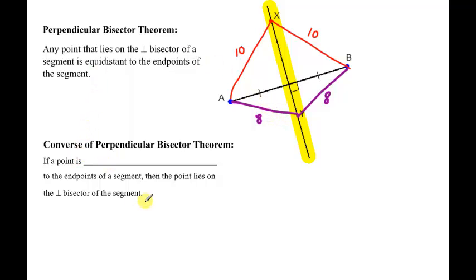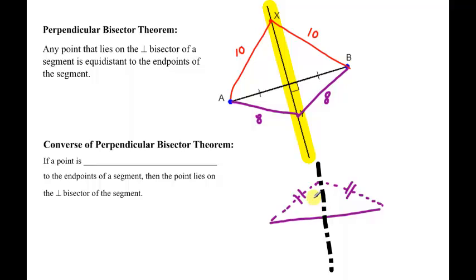Now, the converse of that. The converse says that if you take a point, and that point happens to be equidistant out to the two endpoints of a segment, so let me tick mark that, then that point lies on the perpendicular bisector of that segment. So we're kind of starting backwards here, and this is actually what lets our construction work. We actually build two points that are equidistant out from the endpoints, and that's automatically going to mean that there is a perpendicular line through there and that it bisects the original segment. So you're just going backwards.